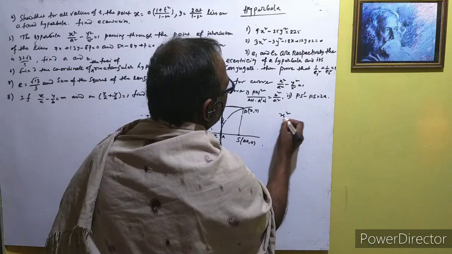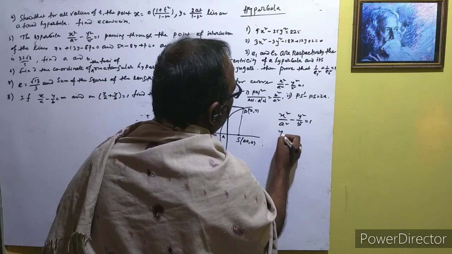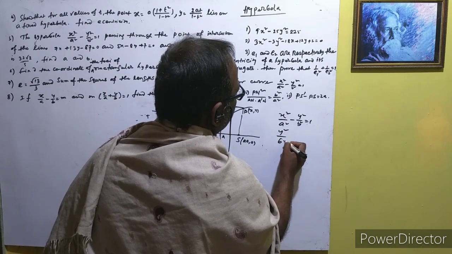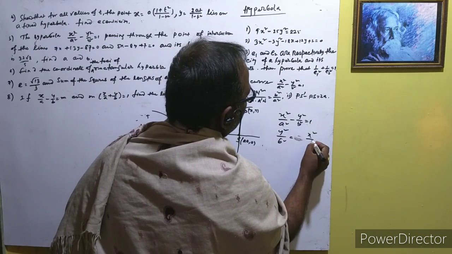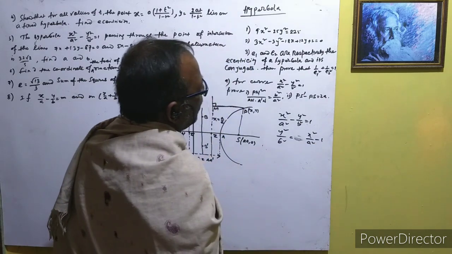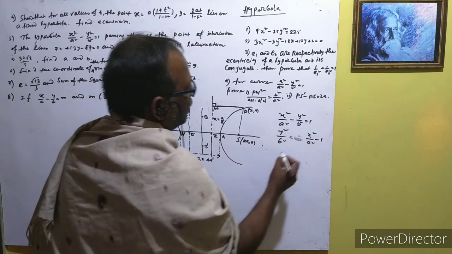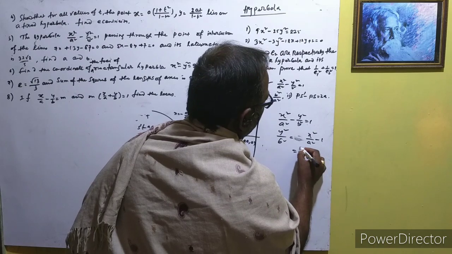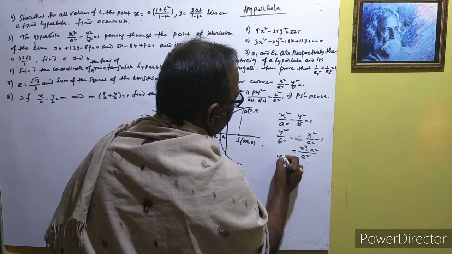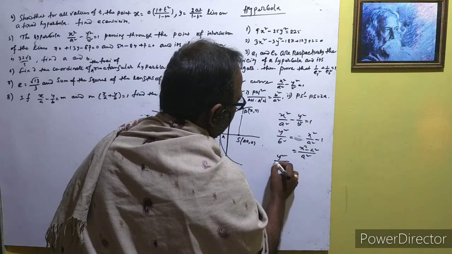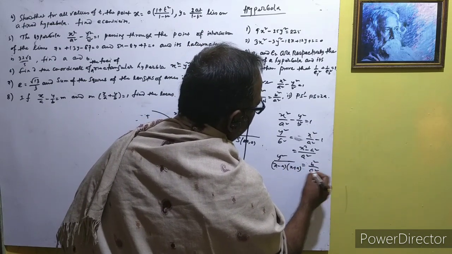Now this is x square by a square plus y square by b square equal to 1. We write y square by b square is equal to x square minus 1. Now take an LCM, a square: x square minus a square. So y square by (x minus a) into (x plus a), and now b square by a square.